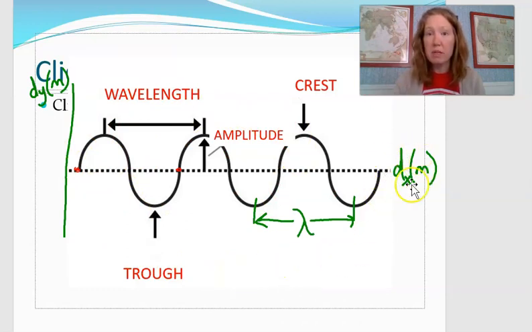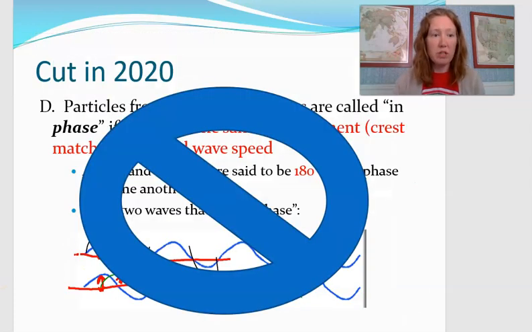Be careful that you label what's on the x-axis, okay, because this one has a distance on the x-axis. That means that this is wavelength. We're going to get to that in a minute. There's another kind. Then I'm skipping over a slide.